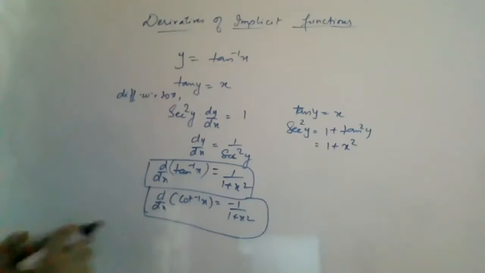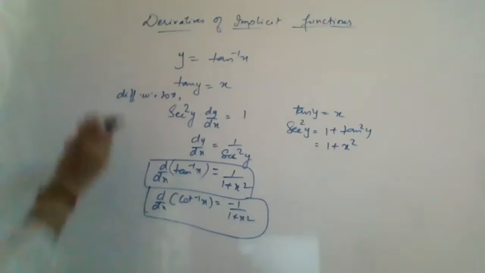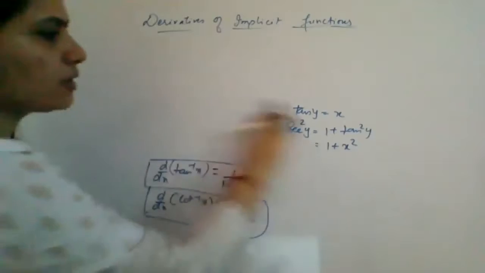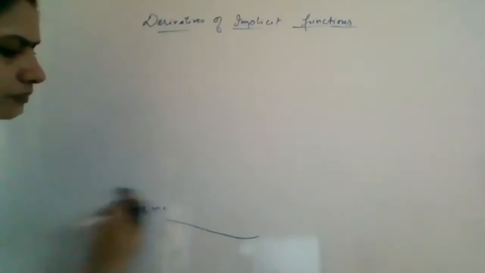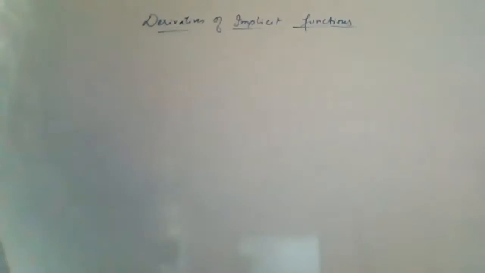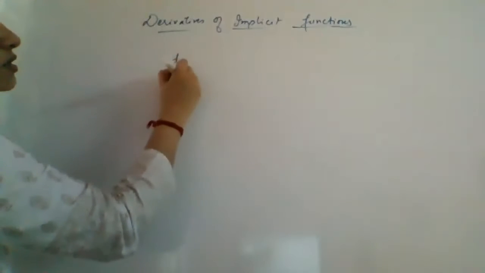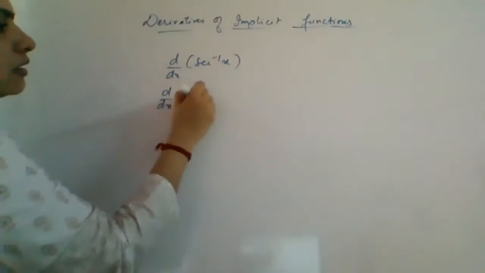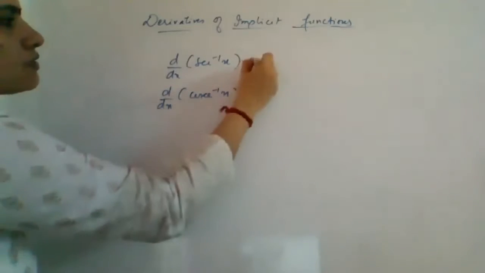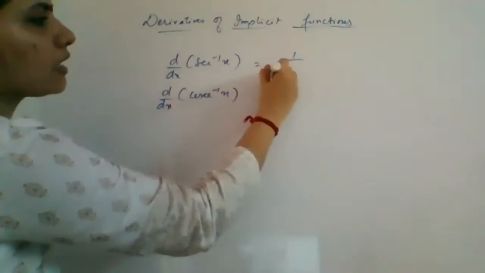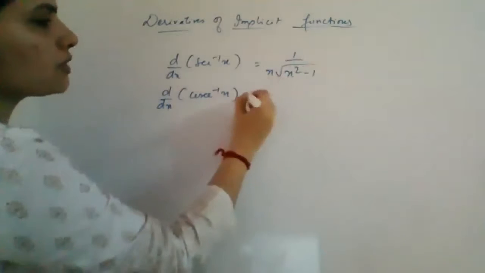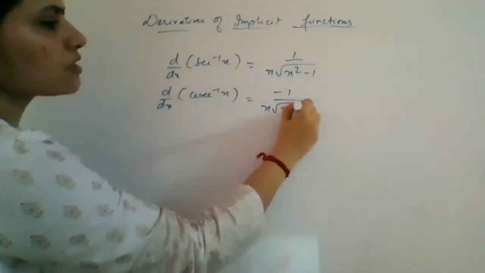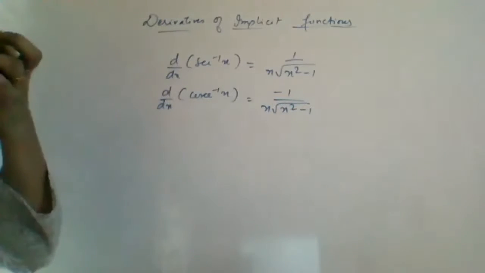Again, these you have to study. Sin inverse, cos inverse you have to study. Clear now? Next you have two more things which are here. Sec inverse, all the things you have to study. Sec inverse x and cosec inverse x. For sec inverse x, you have 1 by x into root of x square minus 1. And for cosec inverse x, you have minus 1 by x into root of x square minus 1. These are the things which you need to study.